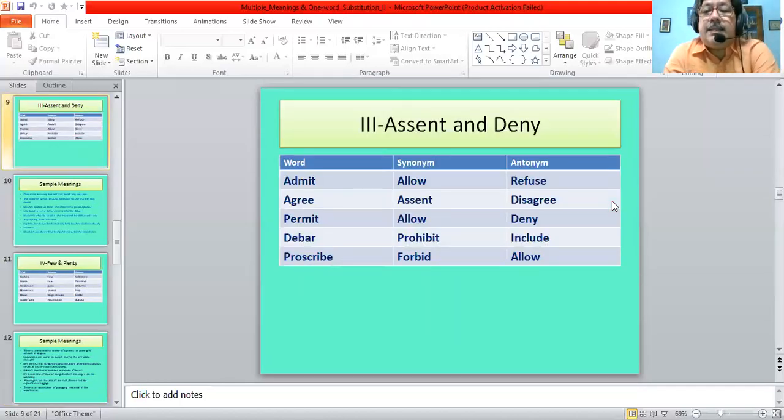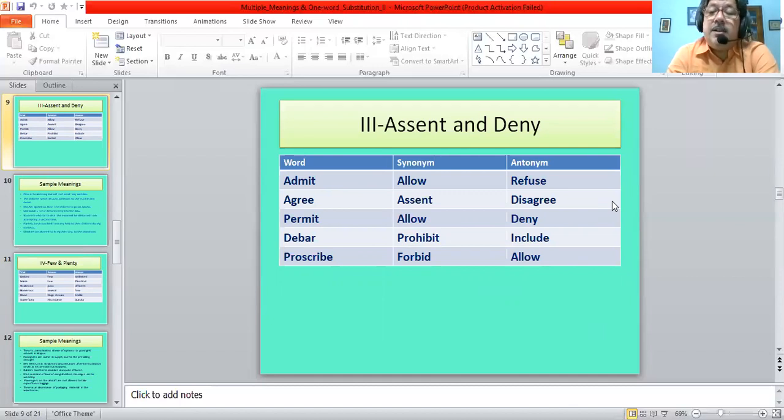Okay, this is a cluster dealing with words relating to assent and deny. Admit has the synonym allow and the antonym of admit is refuse. Again, assent is the synonym of agree and the antonym is disagree. The synonym of permit is allow and the antonym is deny.